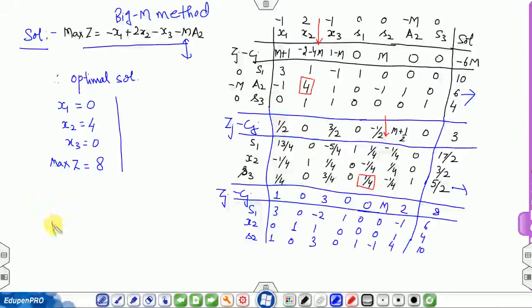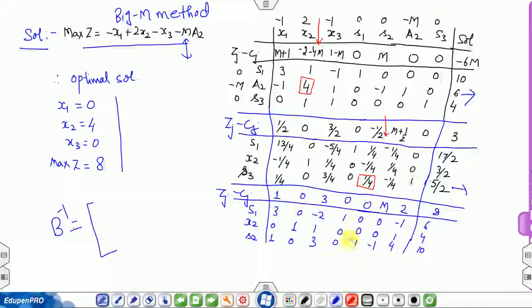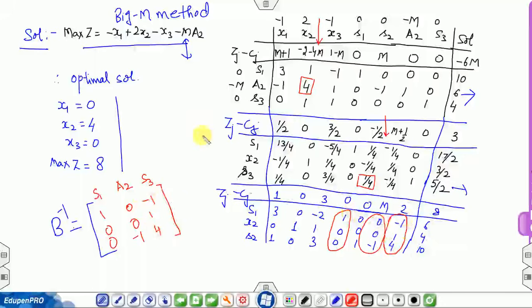Now look at that. What is the B inverse? Because you want to find the range of the B1, B2 and B3, the B inverse is the columns corresponding to S1, A2 and S3. What is the column corresponding to S1? It is this. Here is the column corresponding to S1, this is the column corresponding to S2, and the column corresponding to S3. The column corresponding to A2 is 0, 0, minus 1. And the column corresponding to S3 is this one: minus 1, plus 1, plus 4.